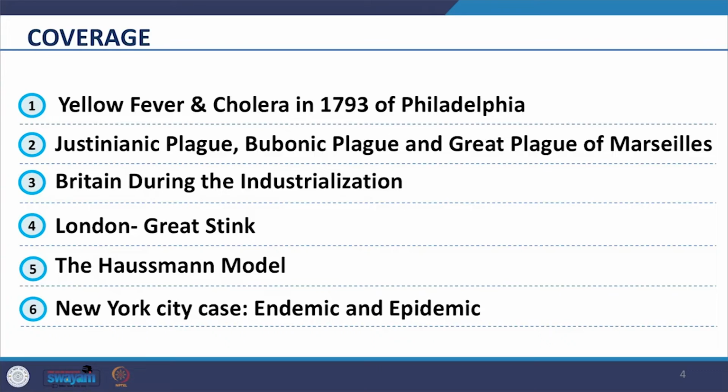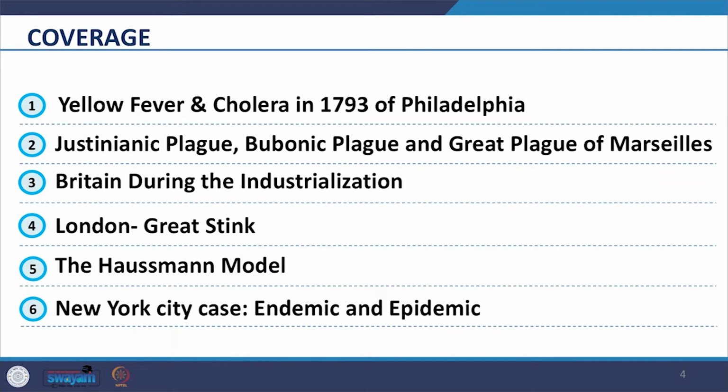Today we will look at the historic narratives and see how health and urban planning are interconnected, and we'll try to understand the period and various theories linking with urban planning. Therefore, the coverage in today's session will include: we will read through the narratives of the yellow fever and cholera in 1793 in Philadelphia, pattern of spread of disease, Justinianic plague, bubonic plague and great plague of Marseilles.